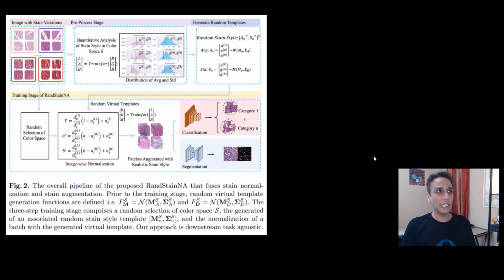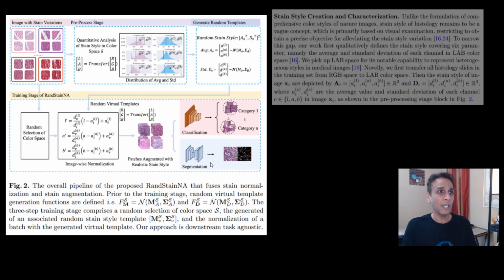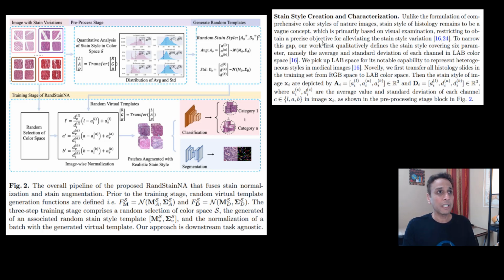Okay, so that is the high level goal, and here is another screen that shows you the overall pipeline. You can create a data generator, so you get random images sampled from this specific space that you're defining up here, and those images can be augmented, as you can see, and the augmented images are fed into your classification or segmentation or whatever you want to do with your image processing. And the key aspects here are stain style creation and characterization.